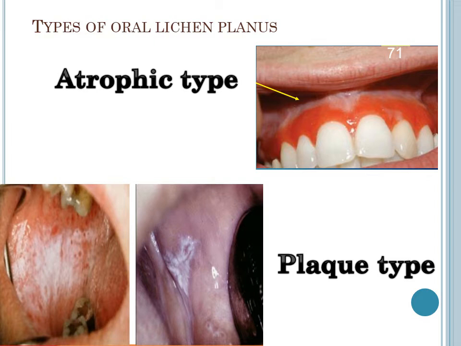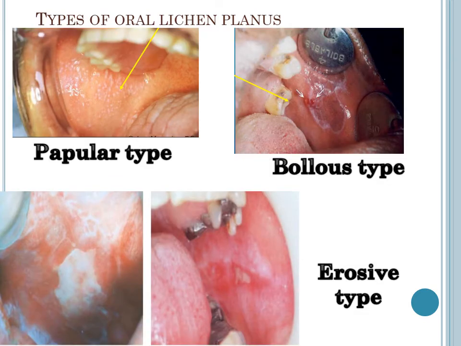We also have the plaque-like type, which presents as white plaques resembling leukoplakia. We have the papular type, the bullous type, and the erosive type, which is the most dangerous. It's the most painful to the patient and might cause difficulty in mastication, bleeding, and suffering during swallowing.